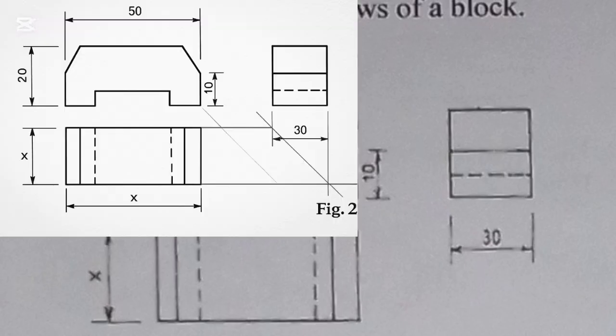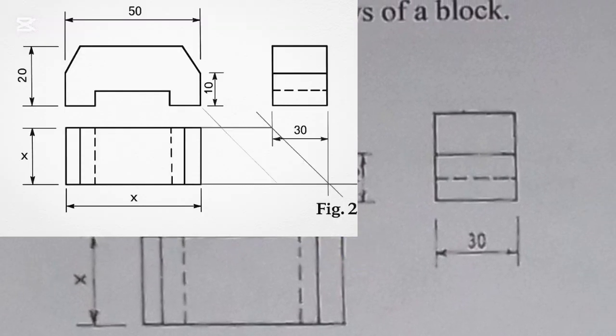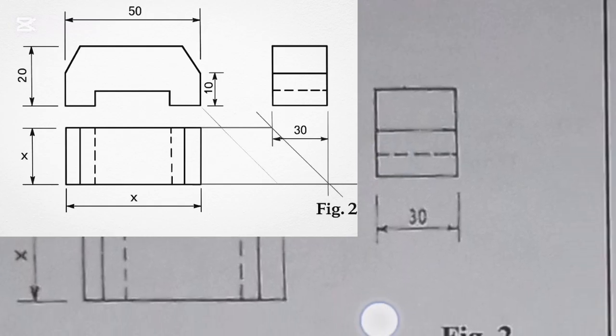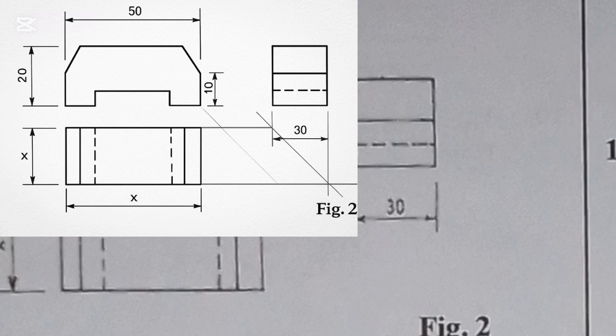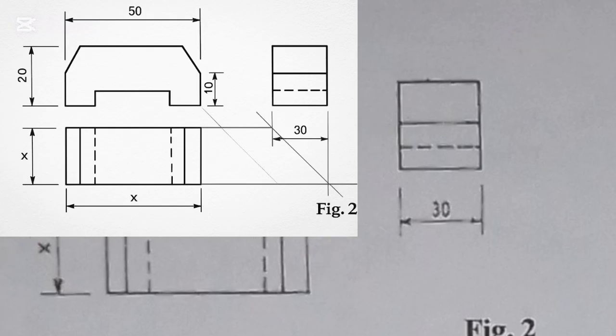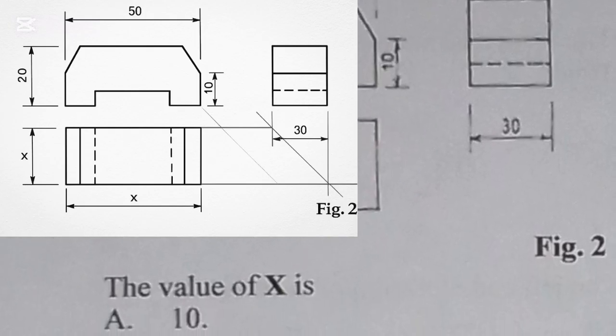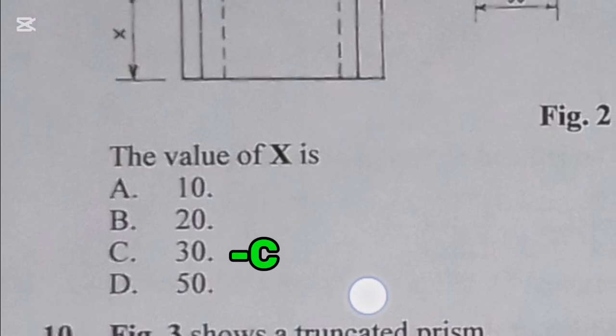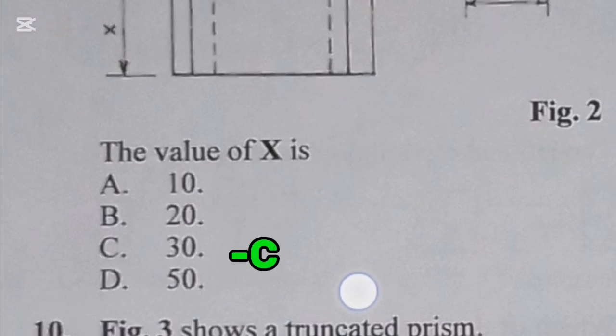So if we extend the horizontal line from this side, which intersects with a vertical line coming from both the top here and the bottom here, we are going to get both lines intersecting at that point. So the total distance we have here, this 30, is equal to this x. So the correct answer there has to be C. Question 9 is C.